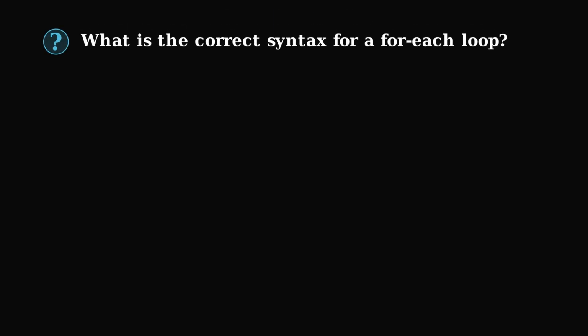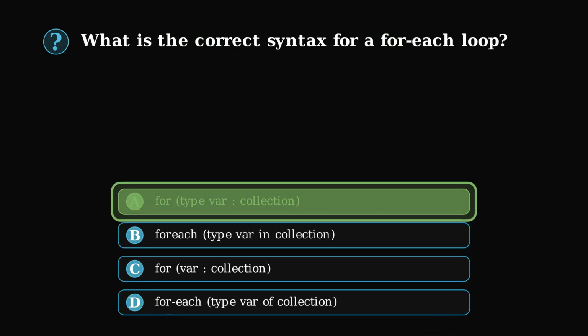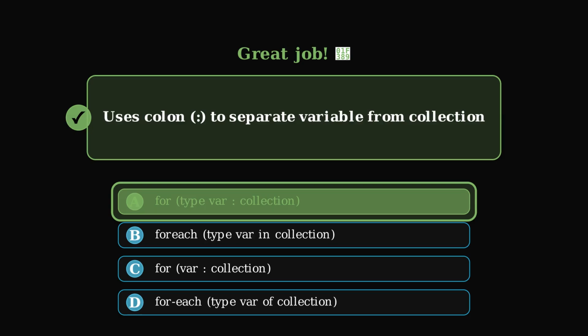What is the correct syntax for a for each loop? Which one is correct? The correct answer is uses colon, smiley face to separate variable from collection.